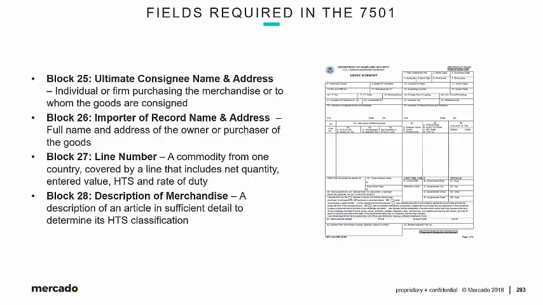Depending on how many products we're importing in an entry, it might be 1. It could be 100. It depends on what we're bringing in. This is where all of that line item specific information goes. Block 28, the description of the merchandise. Of course, a description of an article in sufficient detail to determine its HTS classification.